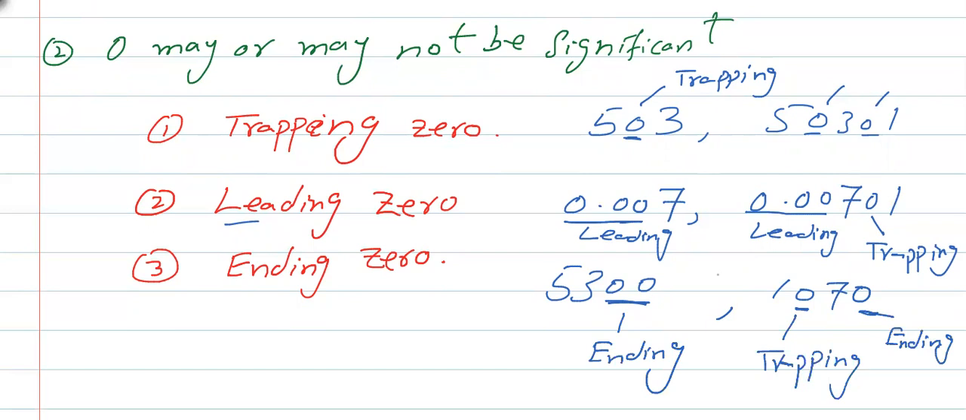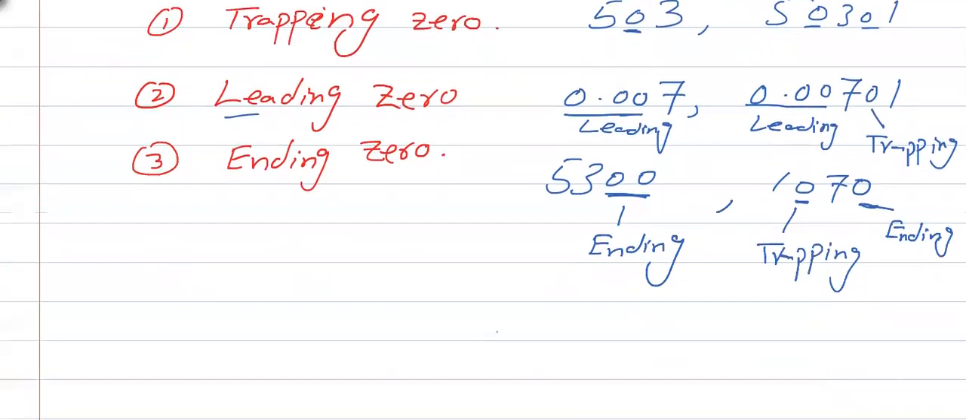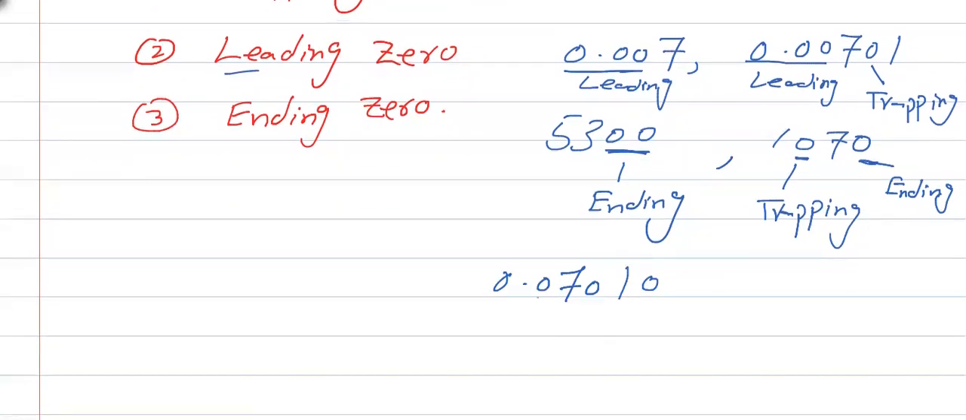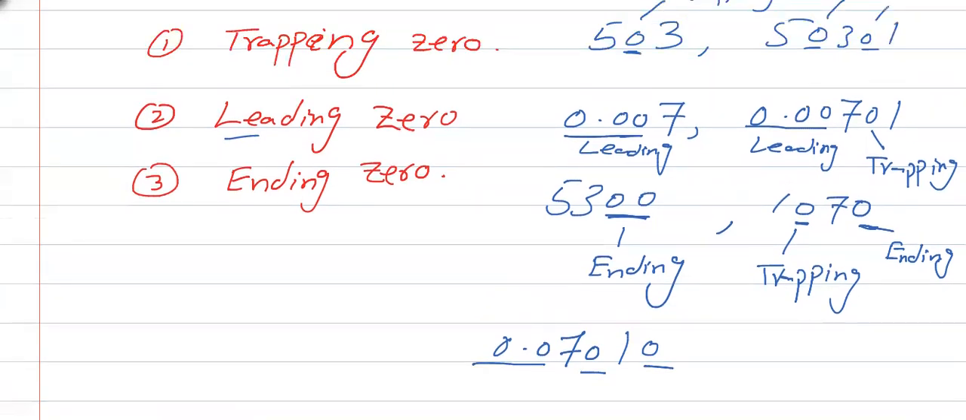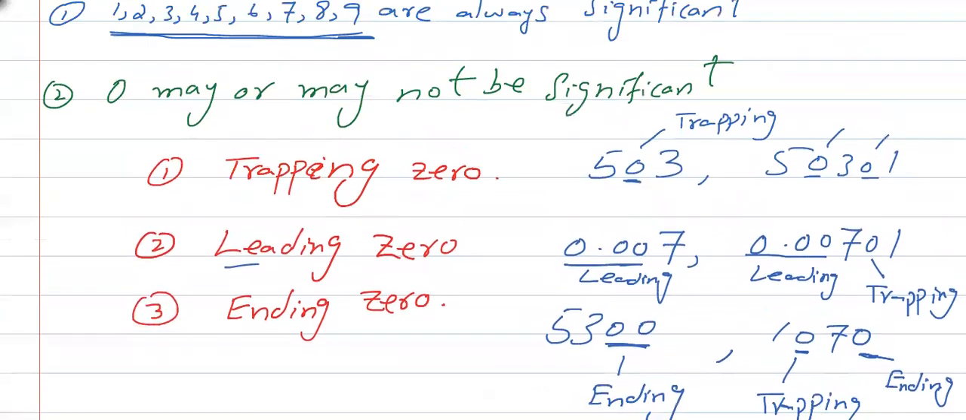All right. Now, let me take another example. 0.07010. Now, in this case, this one is leading, trapping, ending. So now if I write any digit, you will be able to know about the zero, whether it is trapping, leading, or ending. Why I'm using these terms? Because it will be easy for you to remember.